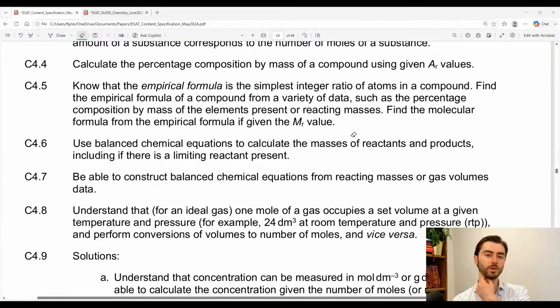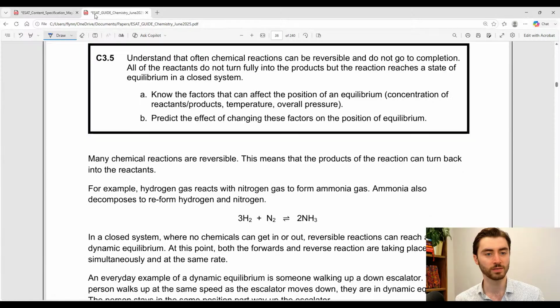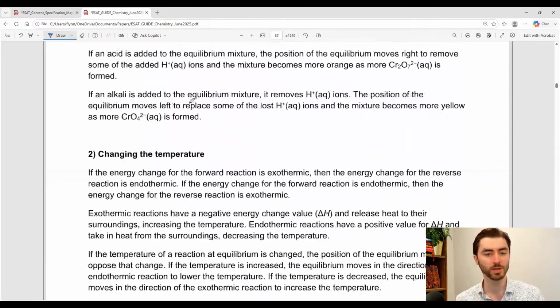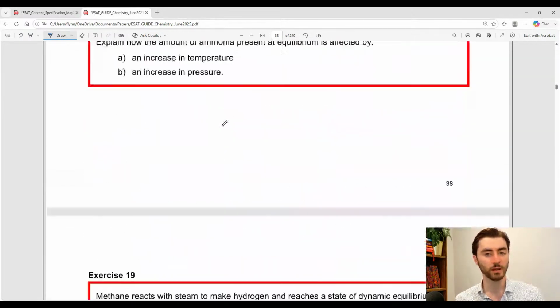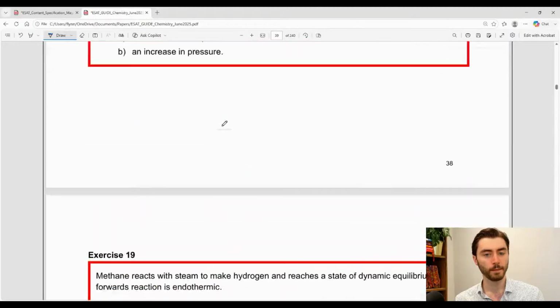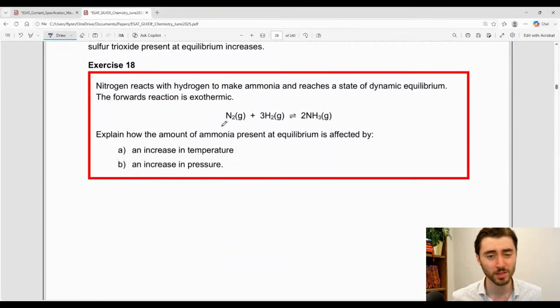Know that the empirical formula is the simplest integer ratio of atoms in a compound. Find the empirical formula of a compound from a variety of data. Percentage composition. I want to do some of these, right? I think this will have some pretty good questions in it. In fact, yeah, let me just go through this. I think this will be helpful.